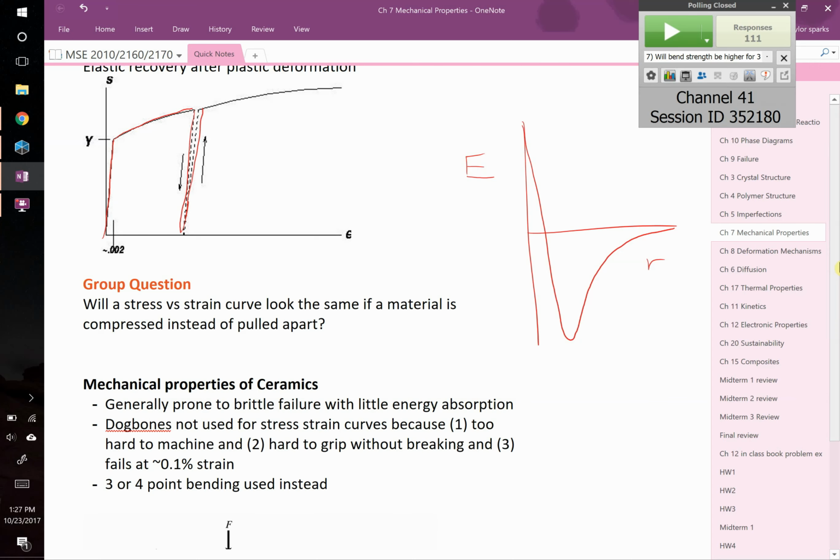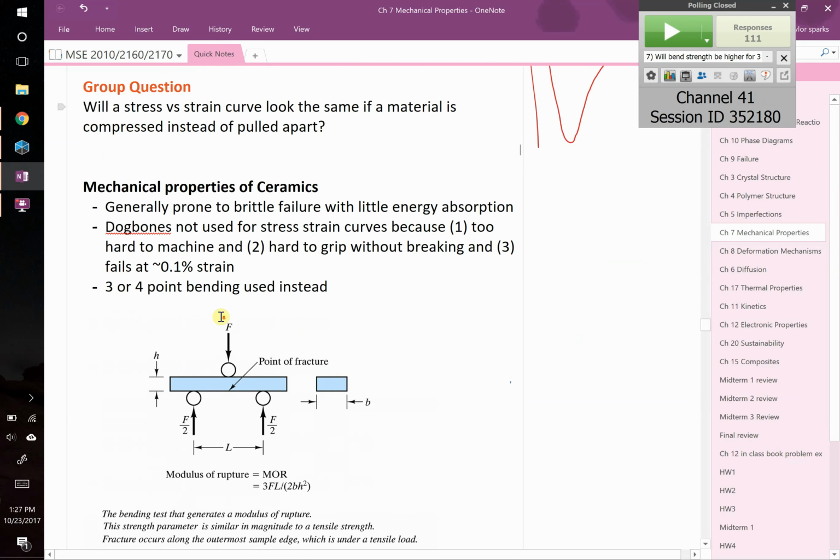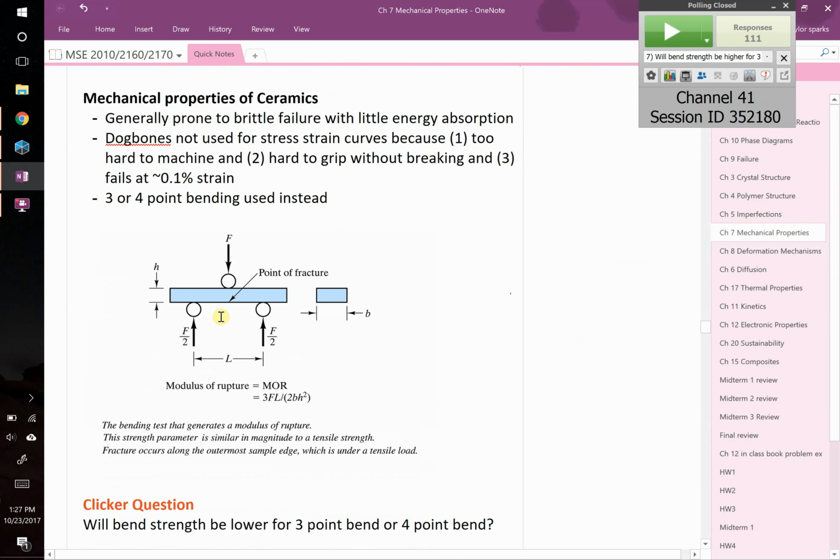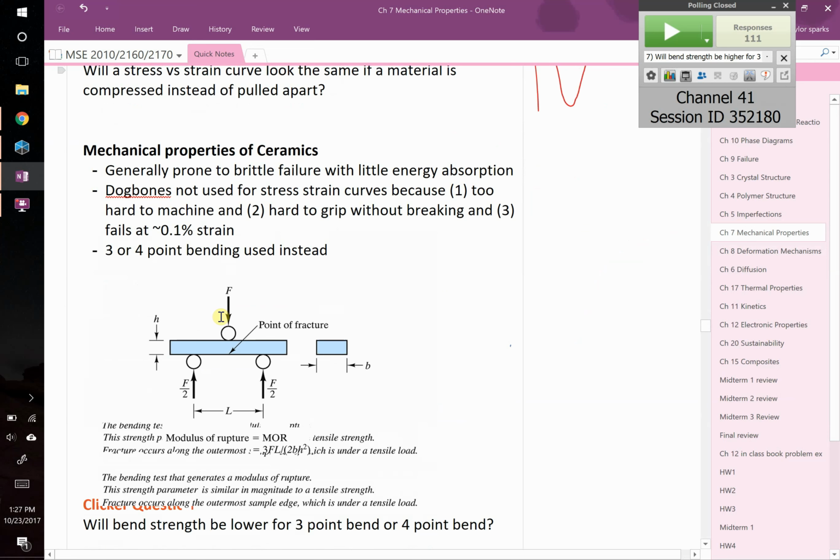It might break a lot lower. Okay, what happens when you do, let's see, first off, how do we test ceramics?